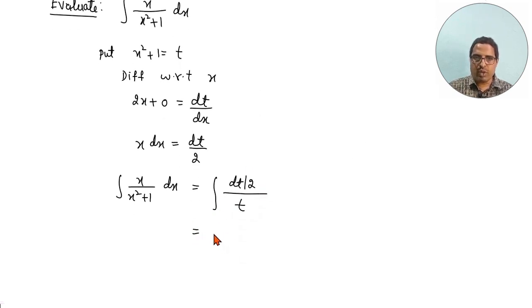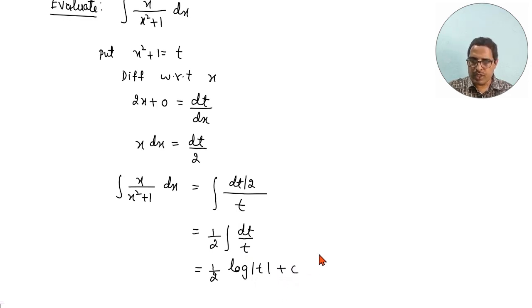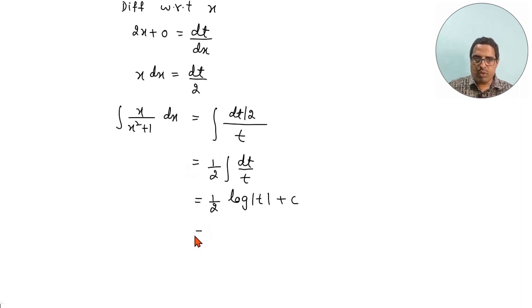So if I take this 1 by 2 outside, we are left with only the integral of dt by t. That is half times the integral of dt by t, which is nothing but log of mod t. But what is the value of t that we have taken? x square plus 1. So let us plug in that value, plus the constant of integration c. So this will be equal to half times log of mod of x square plus 1 plus the constant of integration c.